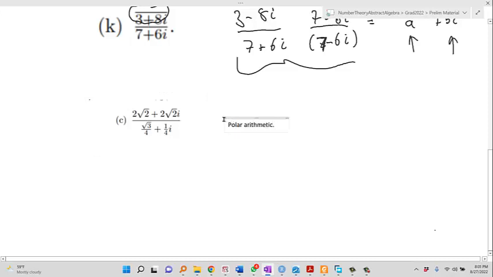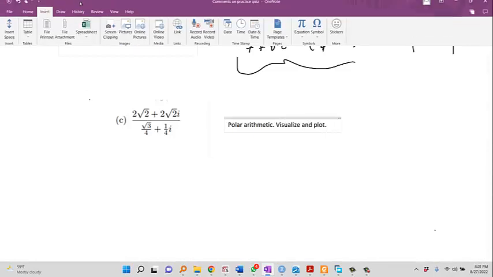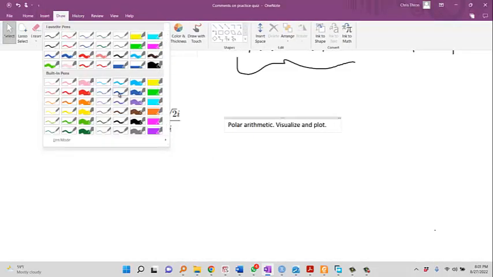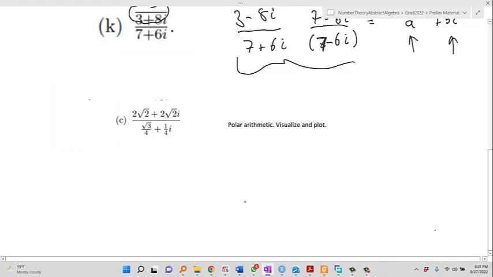Now, when dealing with polar complex numbers, you really should visualize, okay, and plot it. So let's see where these numbers are. They're very important to be able to visualize in mathematics. Einstein said, imagination is more important than knowledge. If you can imagine and visualize, you can go a long way towards solving these problems.